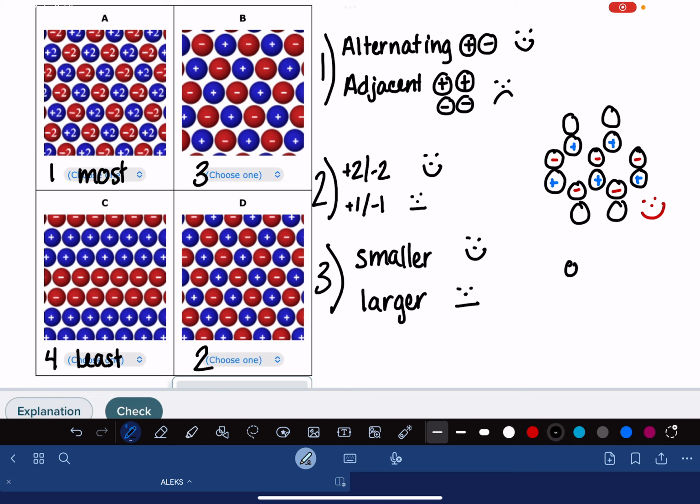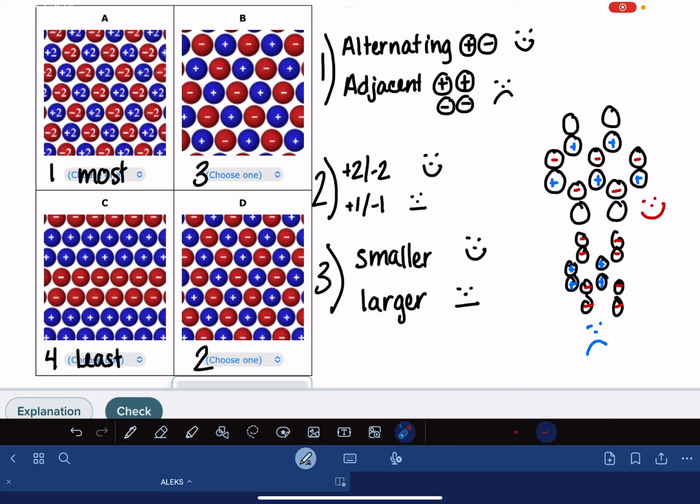And the bad version, I'm only going to draw a little bit of it. The bad adjacent version of this would have your charges like that. It's so small and so messy. I apologize. Like that. So this would be the bad version.